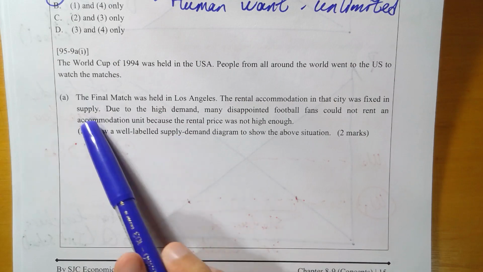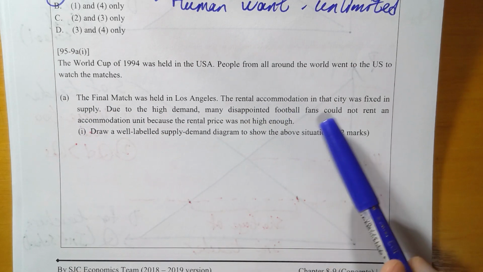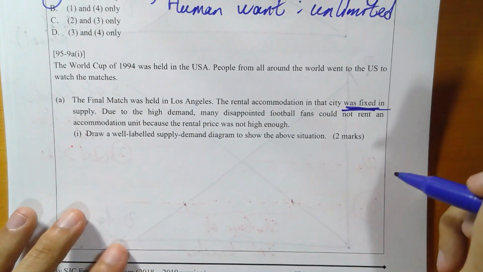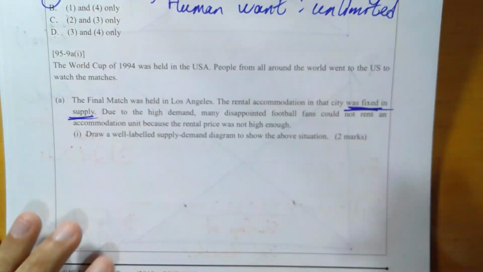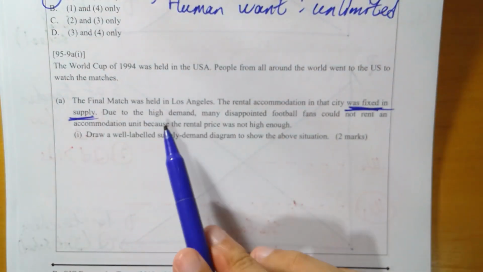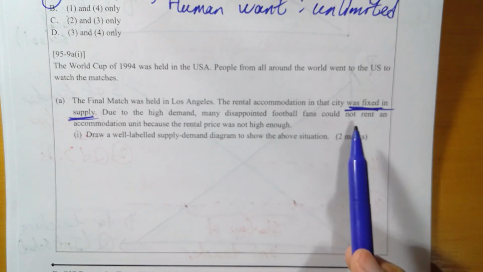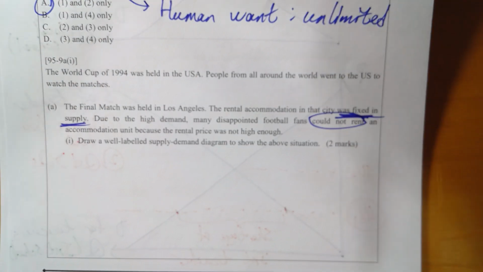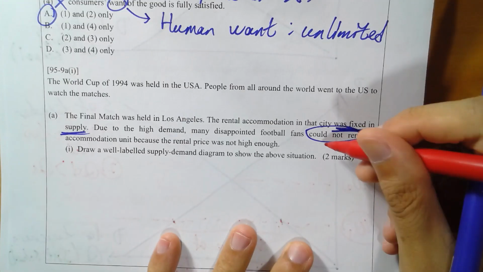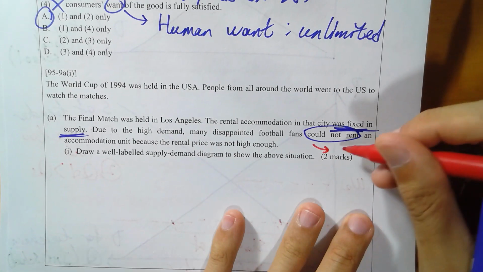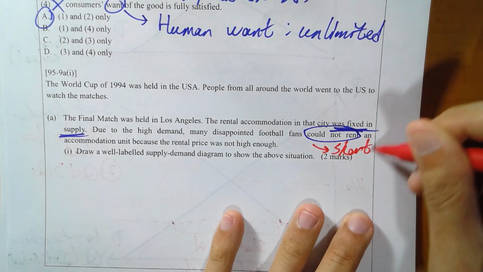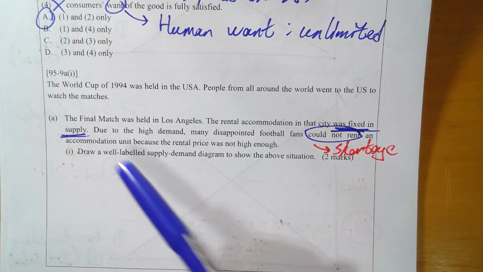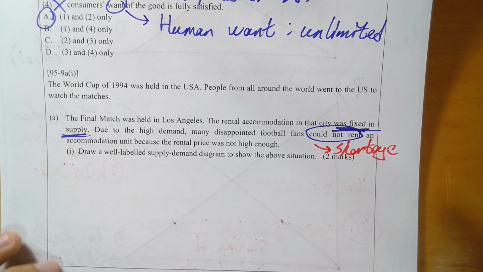Here it says, rental accommodation was fixed. 嗱，佢講咩意思啊？Was fixed in supply，佢話你聽啦，條 supply 打直啦。Due to high demand, many disappointed could not rent。逢親叫 could not rent 即係佢想講咩啊？I think for those of you who have been paying attention, you know it means shortage。咁其實啦已經畫到啦，係咪啊？It only draw 嗱 this time it only asks you to draw a diagram.